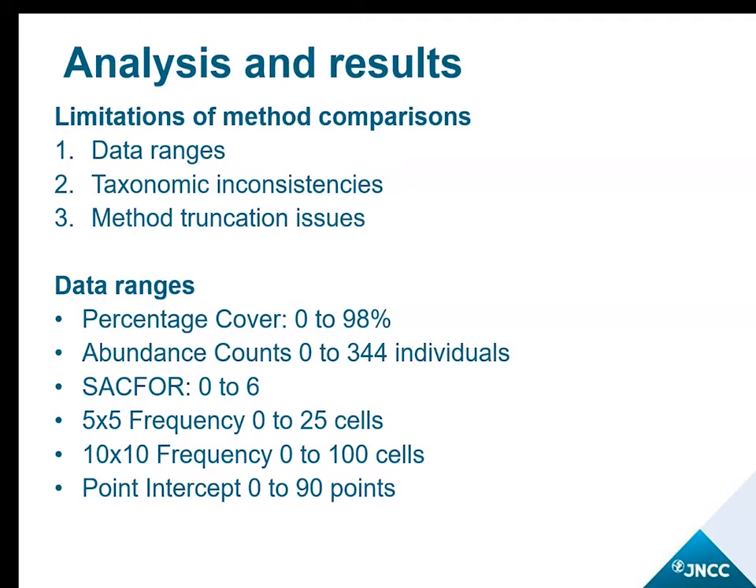So one of the first limitations were these methods have different data ranges. So percentage cover really is like 0 to 100, isn't it? And so one of the ranges of data is that. Another one of the ranges was abundance, a large range. Your SAC4 has a very narrow range of data, as does the 5x5 frequency grid, and the others are more or less 0 to 100. So because of these different data ranges, you affect the variability of the data and the potential by which data can be variable, which will have knock-on consequences for your statistics, your analysis and your results.